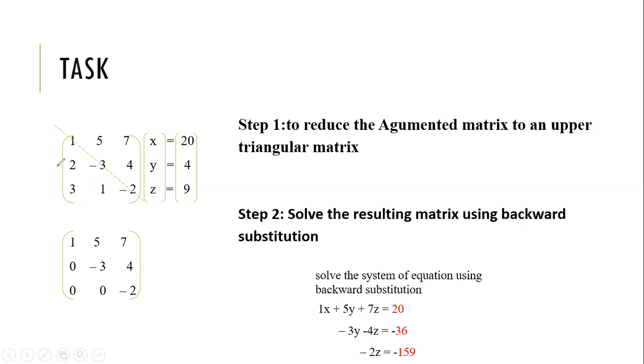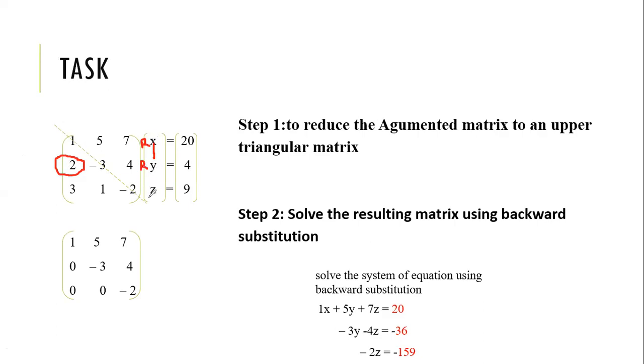So for example, you want this element to become 0. So what you can do is, in the augmented form, of course this part will not be there, you're going to have a row operation. This is row 1. Let me put this row 1. This is row 2. This is row 3.